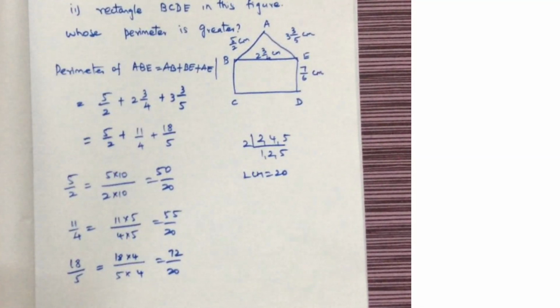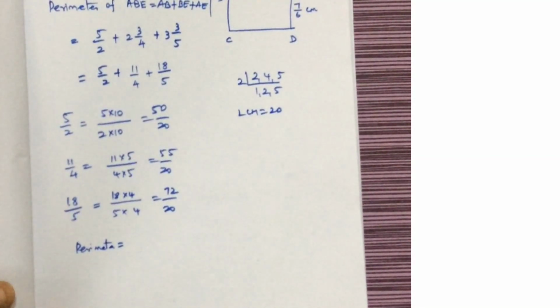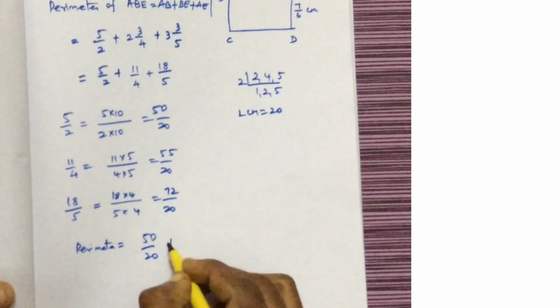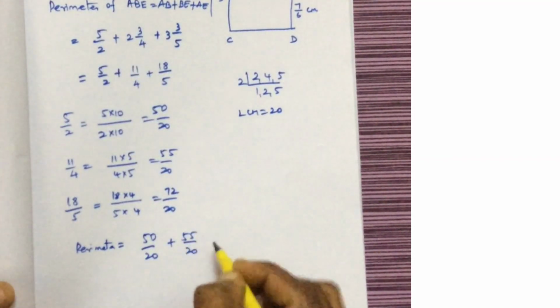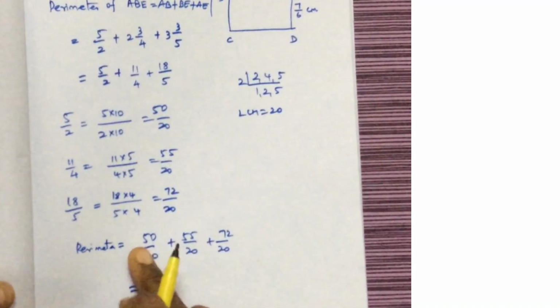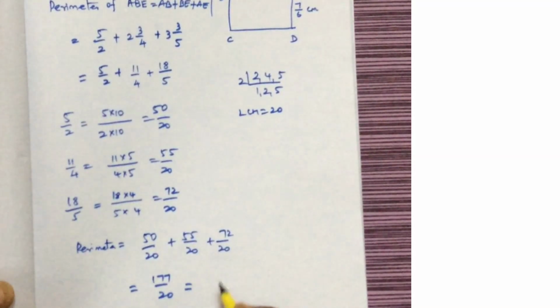Now you have to add. Perimeter is equal to 50 by 20 plus 55 by 20 plus 72 by 20, that is equal to 50 plus 55 plus 72 is 177 by 20. If you want to write in mixed fraction, it is 8 17 by 20 centimeter.